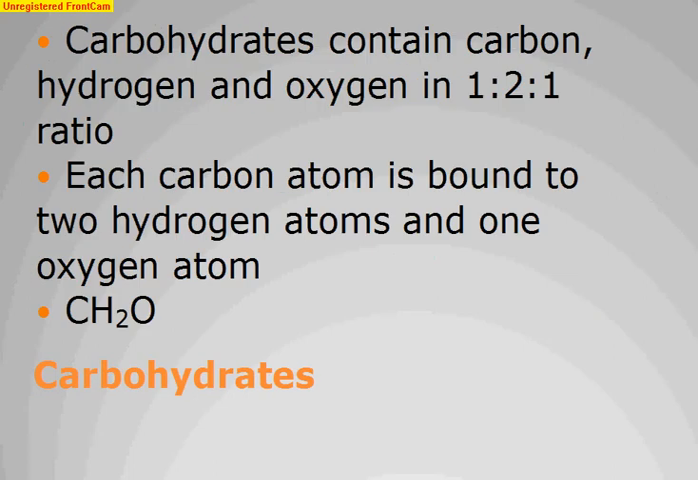Carbohydrates contain a carbon, hydrogen, and oxygen ratio of 1 to 2 to 1. This is a general rule of thumb. Sometimes it's not exact, but CH2O is the general formula for any carbohydrate. So for example, glucose is C6H12O6. There's a 1 to 2 to 1 ratio of carbon, hydrogen, and oxygen. So you could easily identify that as being a carbohydrate.